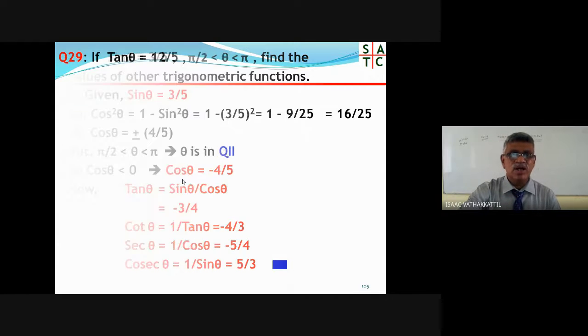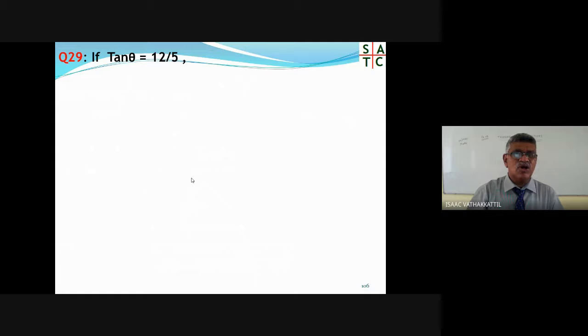Let me pick up one more. Tan theta equal to 12 by 5. Can you do it now and tell me? Find the other values. Where is theta? Which is the quadrant? Third quadrant, quadrant 3. Can you find the other values and tell me now?